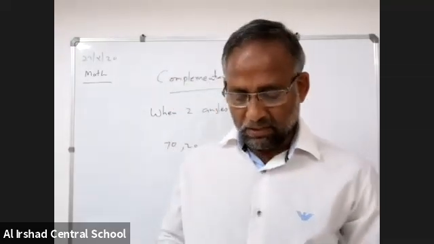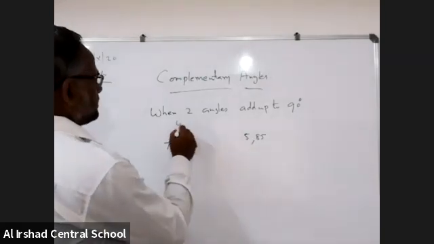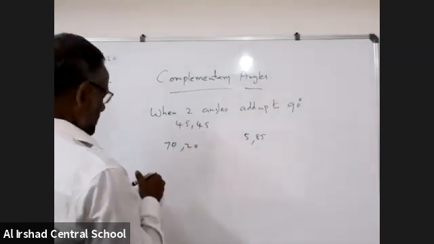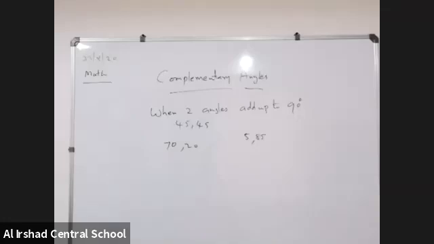Tell me the angle which is equal to its complement. Yes, 45 degree. Good. That means the complement of 45 is 45. That is why we are talking about it.